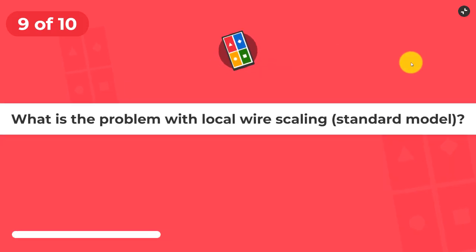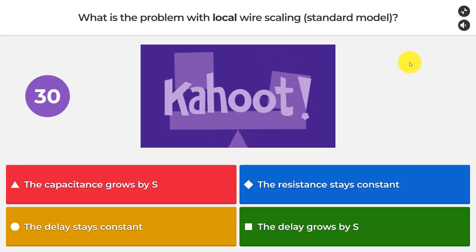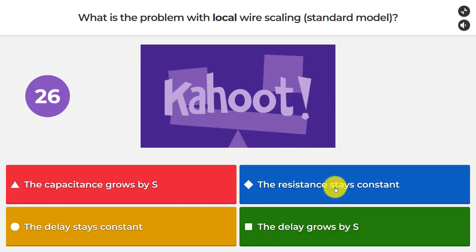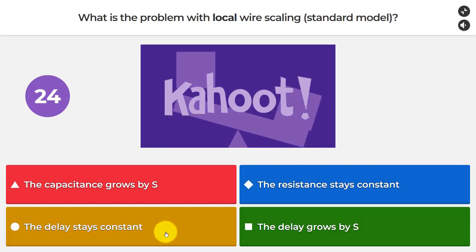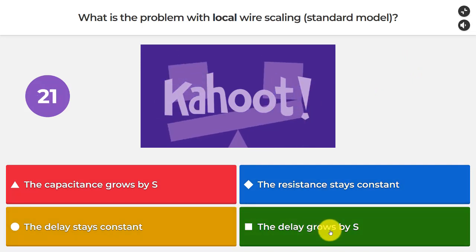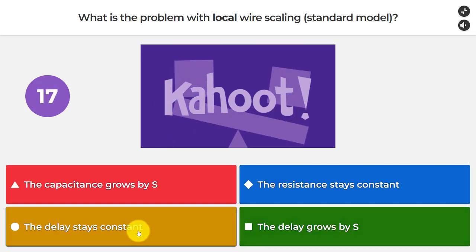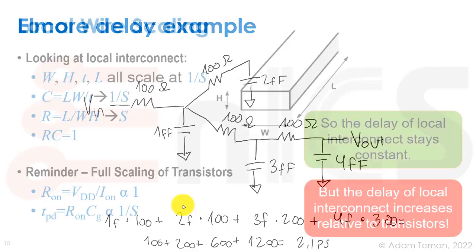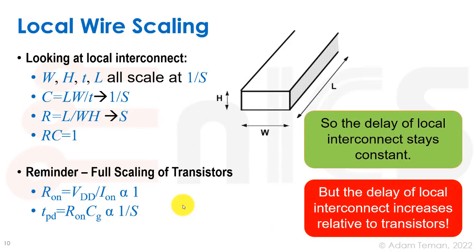Ninth question, what is the problem with local wire scaling if we take a standard Dennard type model? The capacitance grows by S, the resistance stays constant, the delay stays constant, or the delay grows by S. And this one's a tough one, but actually the answer is that the delay stays constant. So let's go back again to our slides and see where we discussed that.